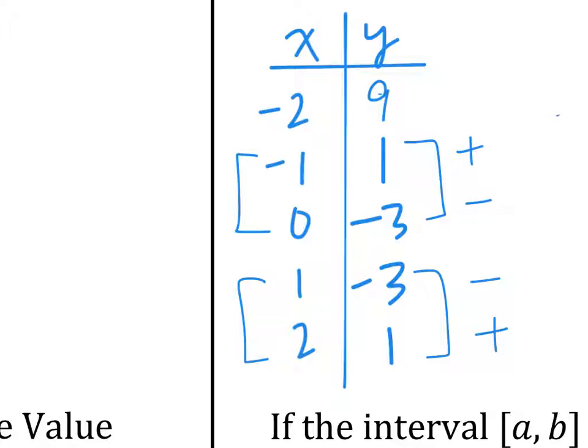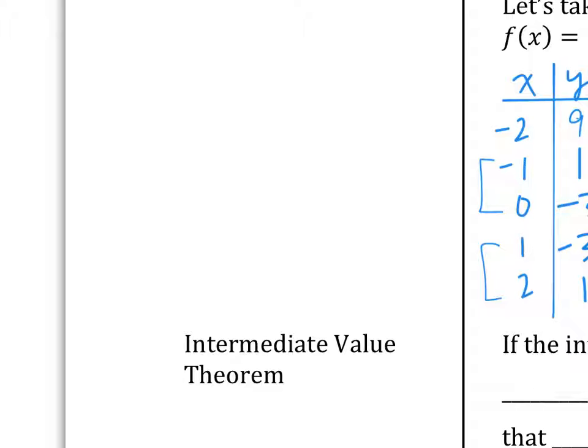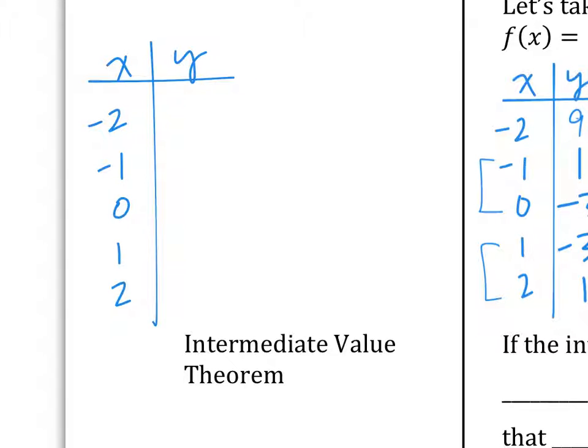Okay, then how about this one? Let's see. Let's say -2, -1, 0, 1, 2 again. Let's say it's -3, 1, 0, -1, -3. Okay, talk to your partner again. Between which two x values is the graph going to cross the x-axis?